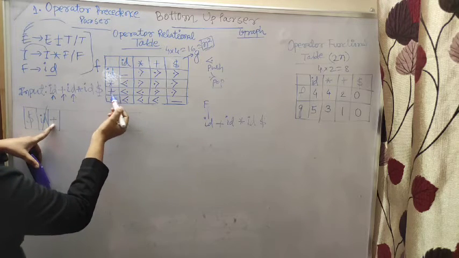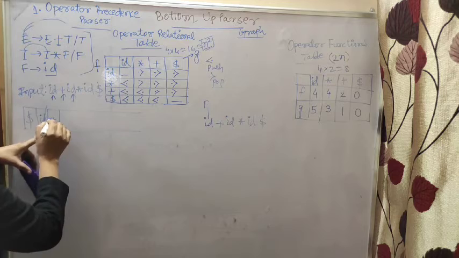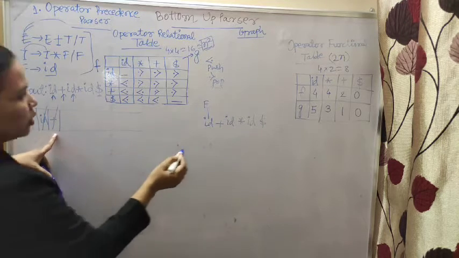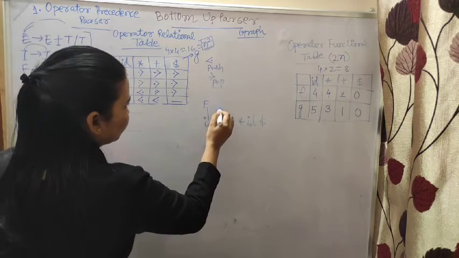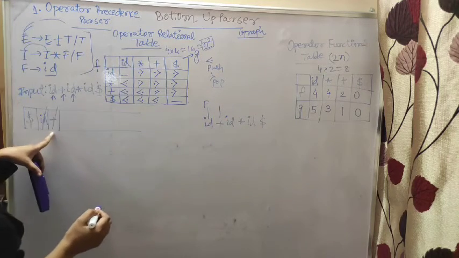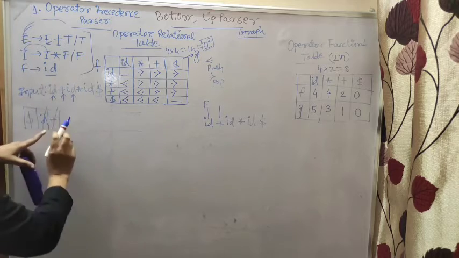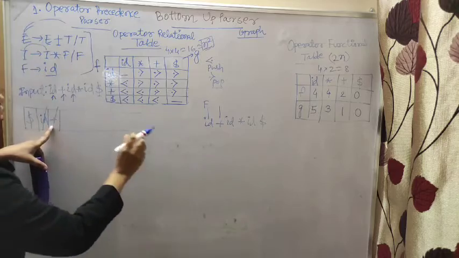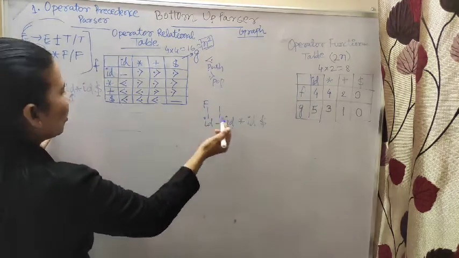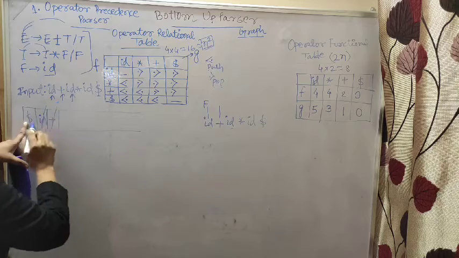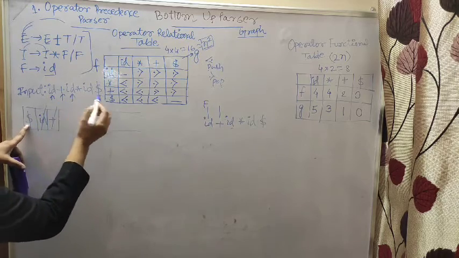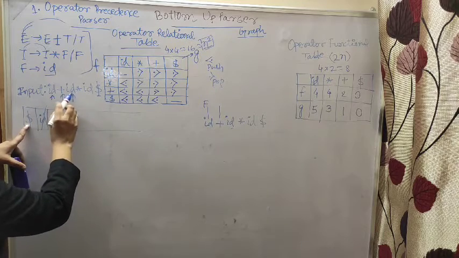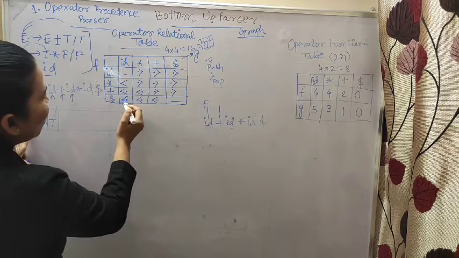So where is plus? Plus and id, that means plus will also be popped. This plus is reduced, so E is converted to E plus T. This id will not come. Wait. Then now we will check dollar to id, because plus we have popped.